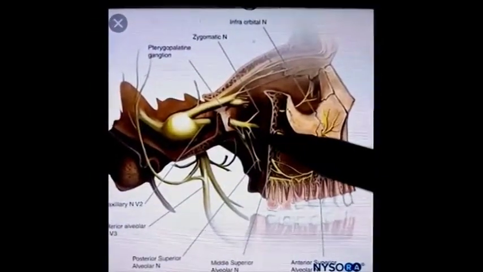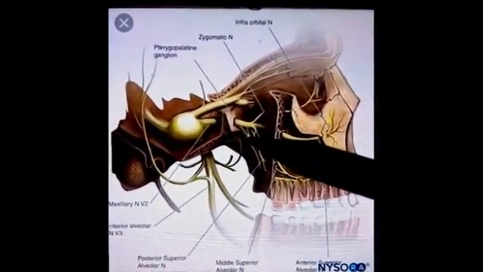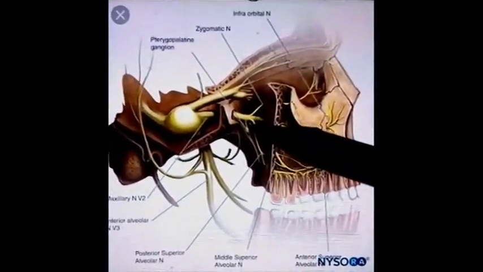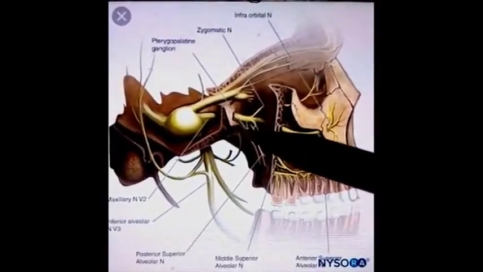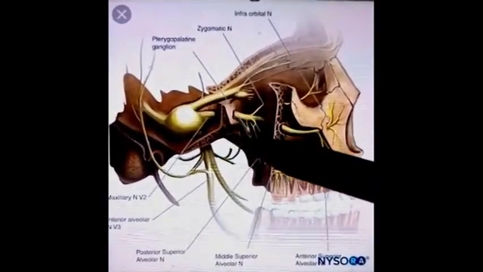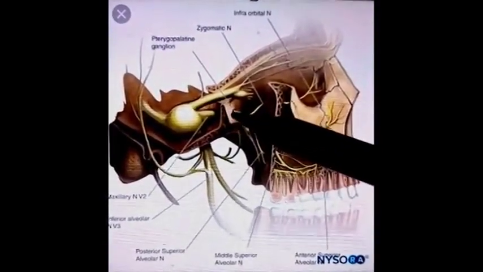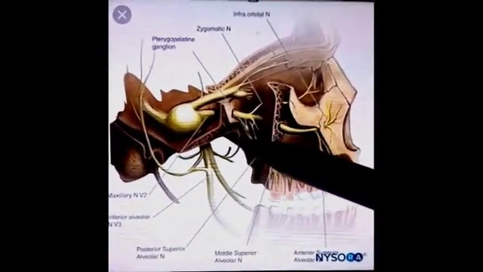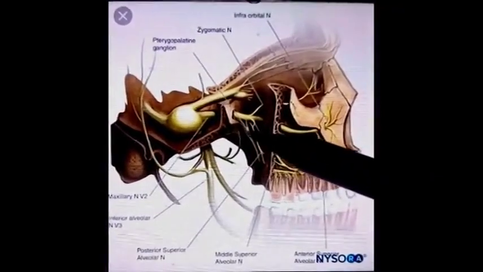In the pterygopalatine fossa, this ganglion lies inferior to the maxillary nerve at the level of pterygoid canal. Pterygoid canal is an opening in the posterior wall of the fossa present inferior to foramen rotundum. So this is foramen rotundum through which maxillary nerve is crossing, and below it lies the pterygoid canal at the level of this ganglion.